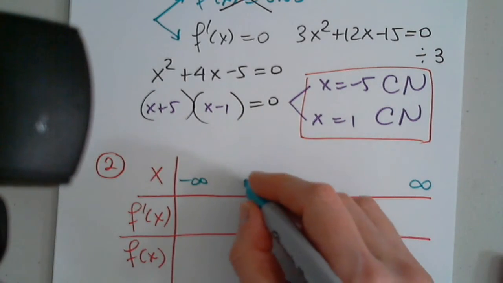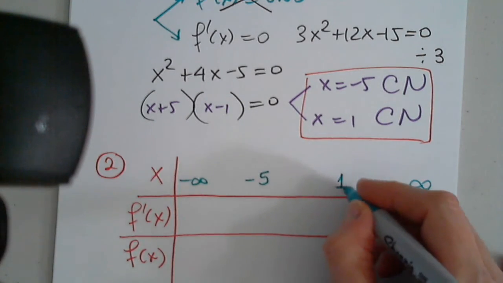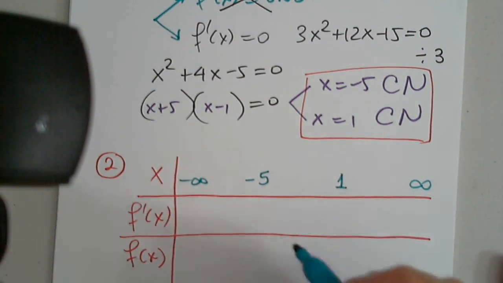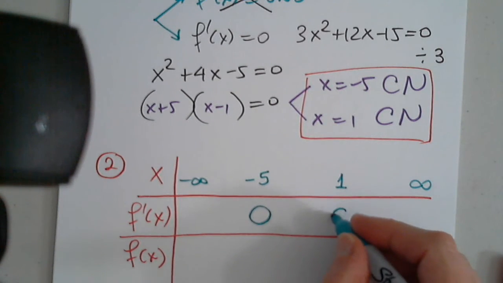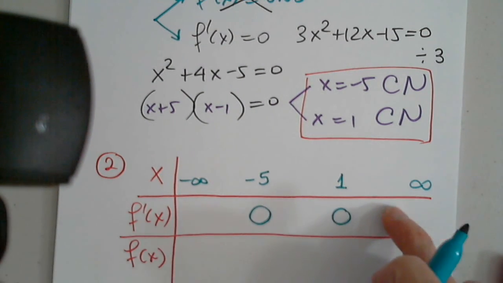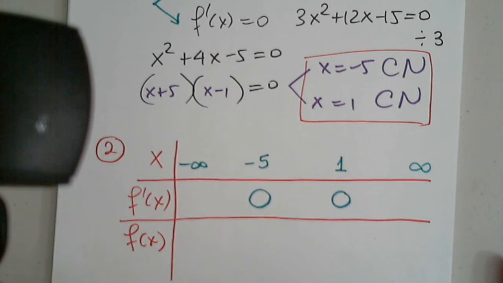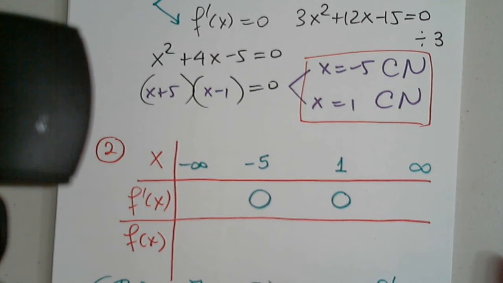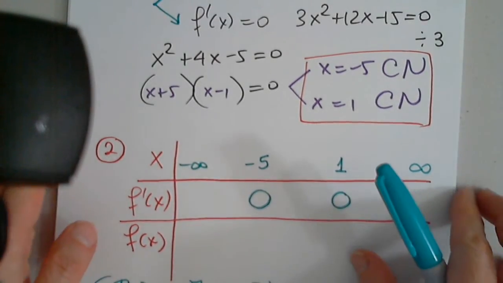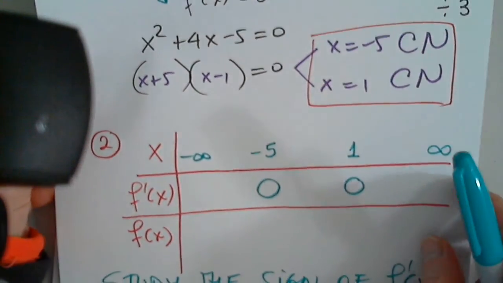Of course, I'm going to plug in negative 5 and 1 in the correct order. Of course, I'm going to write 0 under those numbers in the row for f prime. In this step, I study the sign of f prime. And you could say why. I will explain in a minute. Promise.